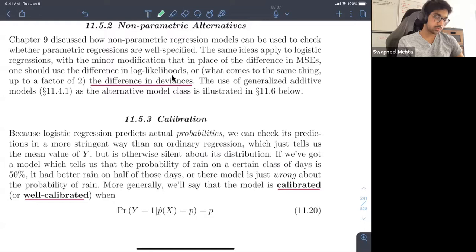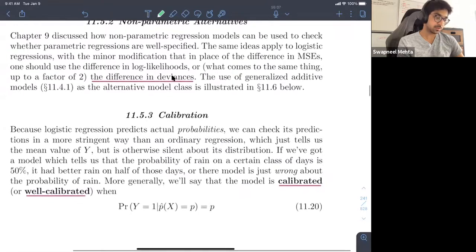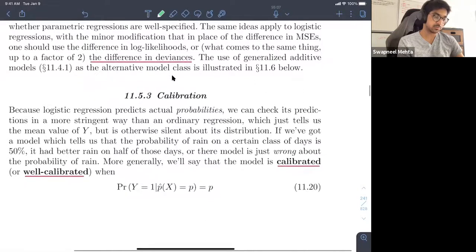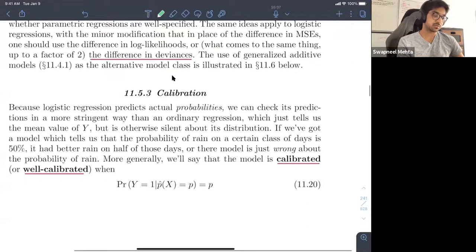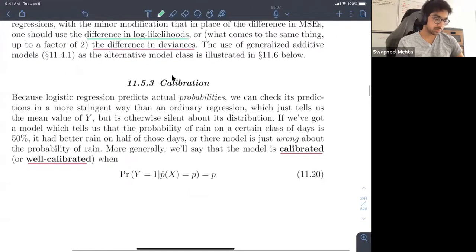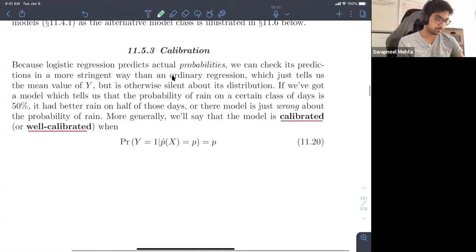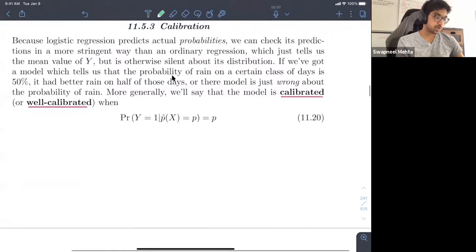Mm, what else do I want to say? Chapter 9 discussed how non-parametric models can be used to test parametric models. Same ideas apply to logistic regression, with the minor modification that in place of the difference in mean squared errors, we should use a difference in log likelihoods. And I believe we have discussed this before. I just can't remember which chapter, but there's this L of something minus L hat of something, and I forget exactly which chapter this was, but it is there before.